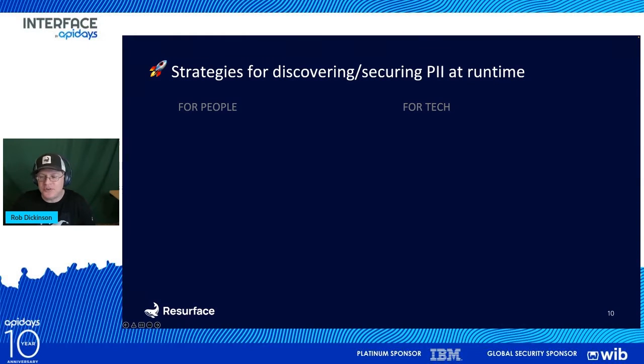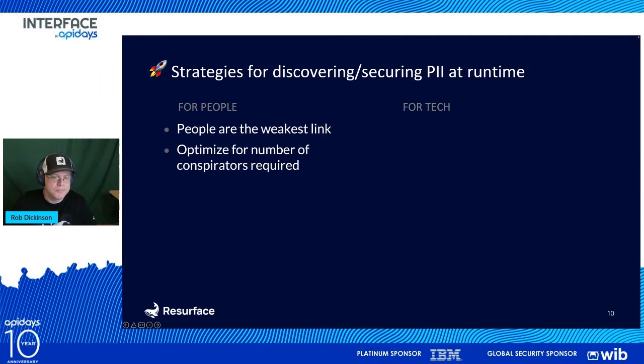So here are some easy strategies for dealing with PII, for discovering and securing this PII at runtime and having proper governance in place. The first thing is you want to start with your people, start with your organization. Any security plan has to start with the people, because people are always the weakest link. People can be compromised just as easily as systems can be compromised. So you always start with the people.